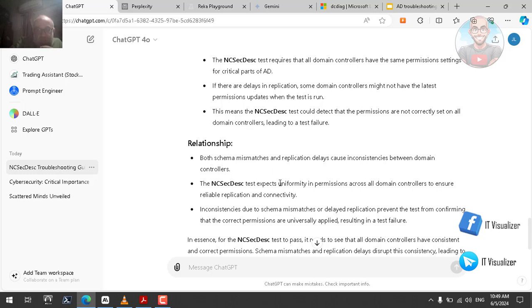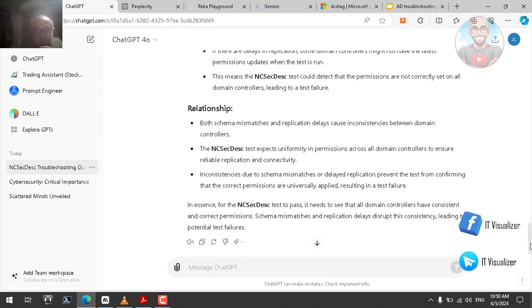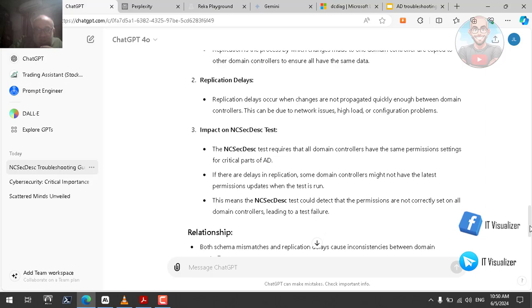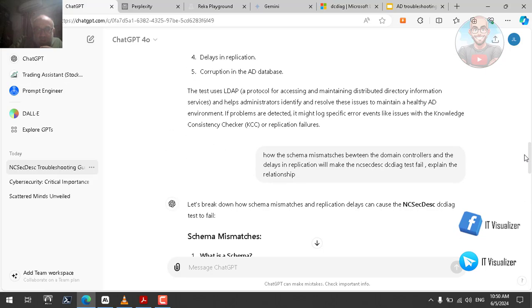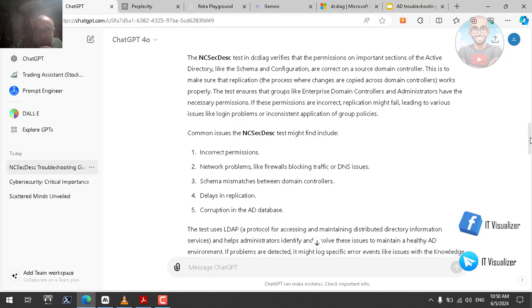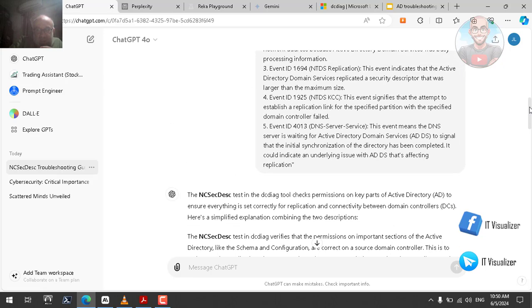The NCSec expects uniformity in permissions across all domain controllers to ensure reliable replication and connectivity. Inconsistency due to schema mismatch or delayed replication prevents the test from confirming that the correct permissions are universally applied, resulting in a test failure. Okay, so this is the relationship between these two things and the NCSec desc test.